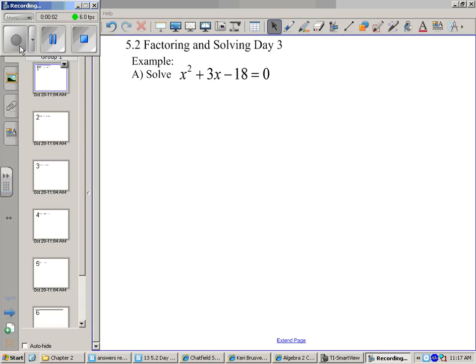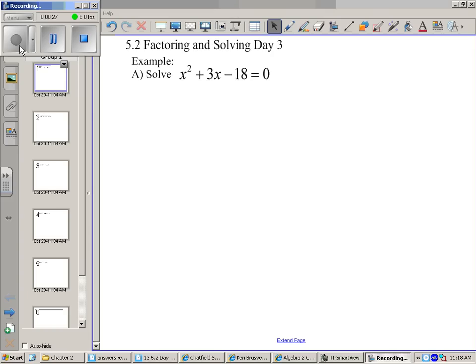So this is day 3 of factoring and solving. We're actually going to talk about the solving part. Notice up to this point, we've talked about basic factoring, we talked about California method, we talked about special factoring, like if it's a difference of squares or a perfect square trinomial. Today we're actually going to talk about the solving part. What does it mean to solve one of these?